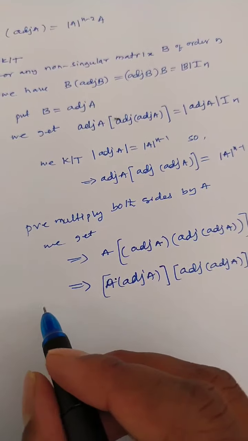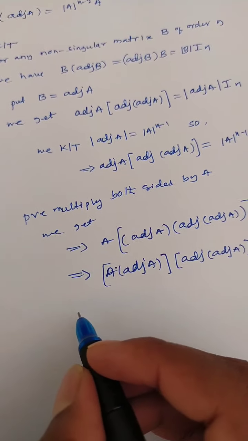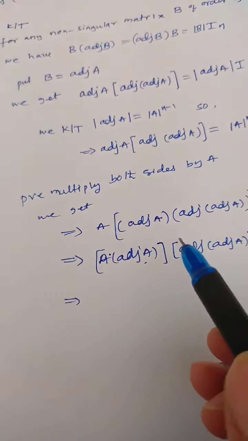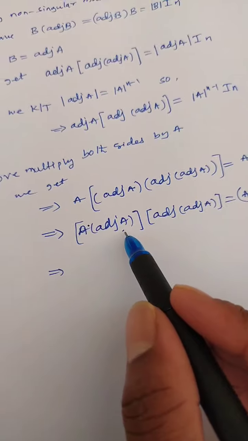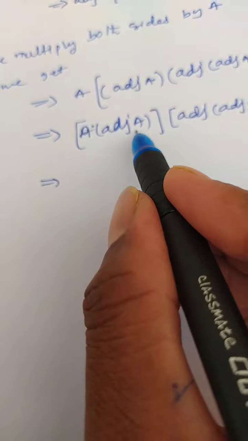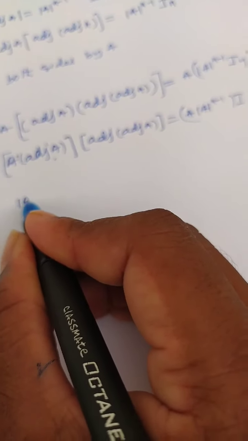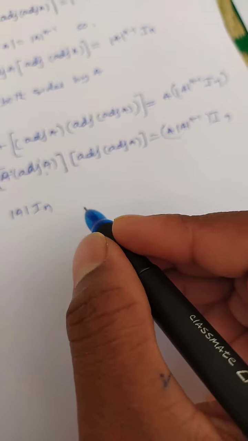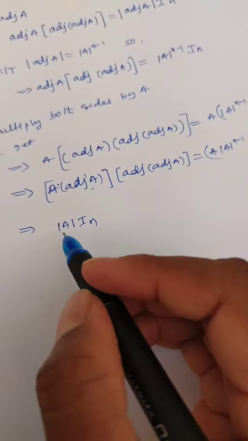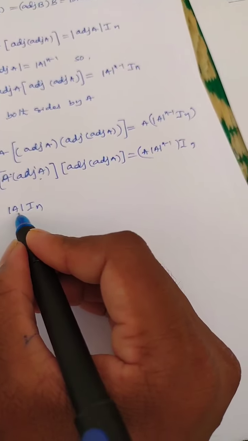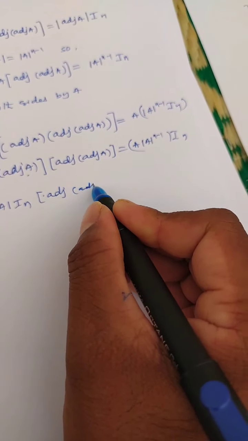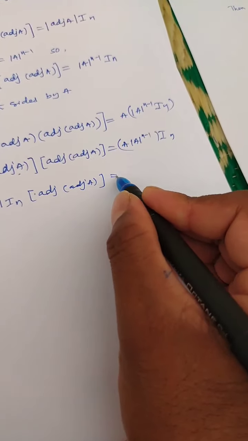So we have A into adjoint A. By the condition we know that A into adjoint A into adjoint A into A. Here see, B into adjoint B equals det B into In. So we got A into adjoint A. Here A into adjoint A we can write as det A In, right? By that condition, A into adjoint A, we can write det A into In into adjoint of adjoint A.